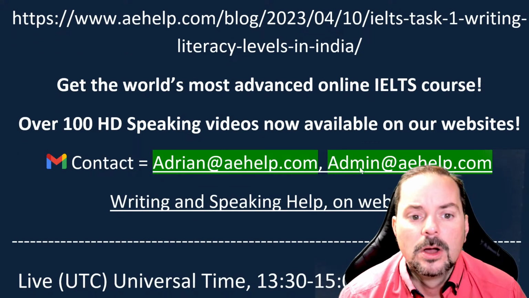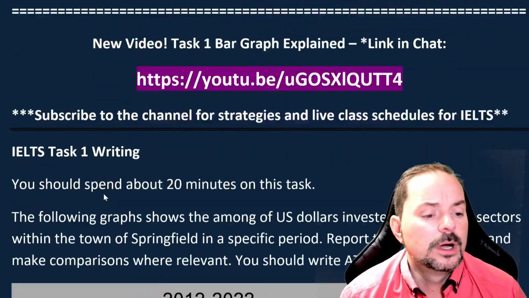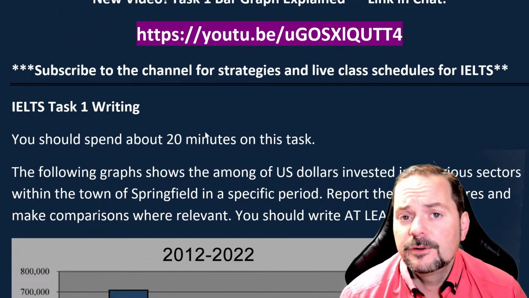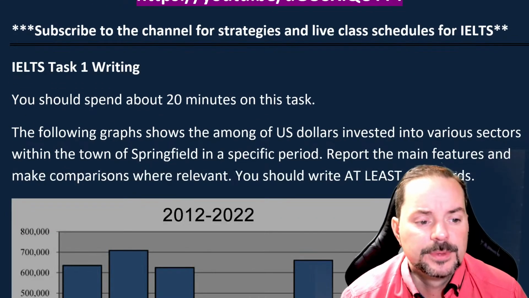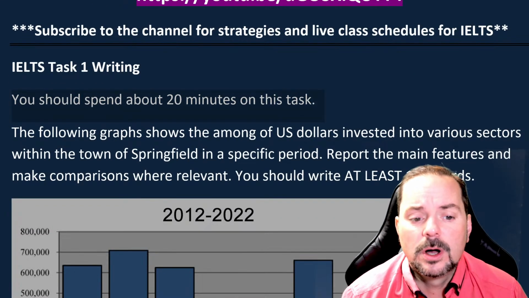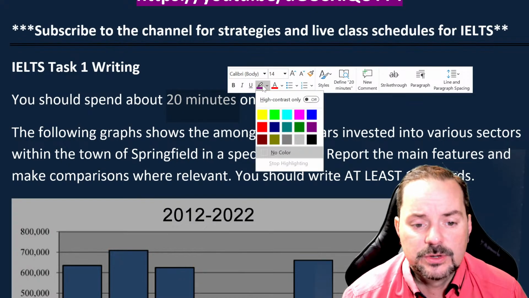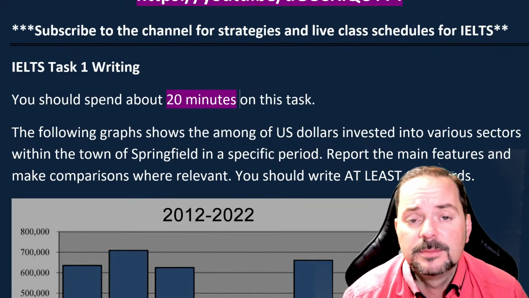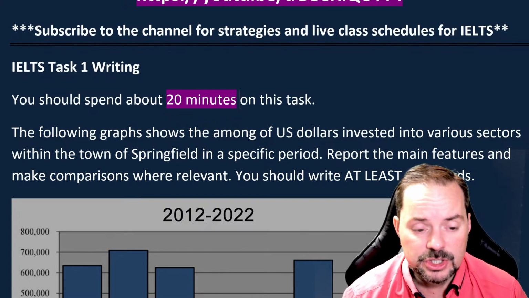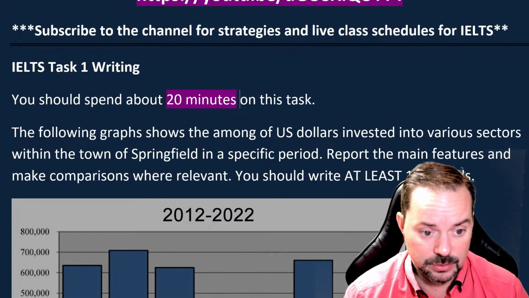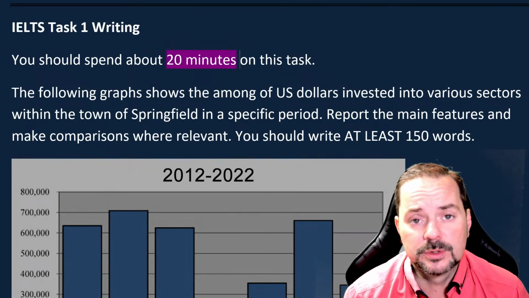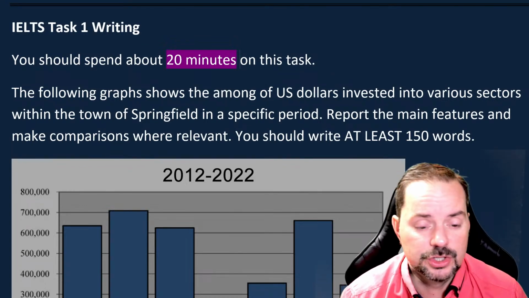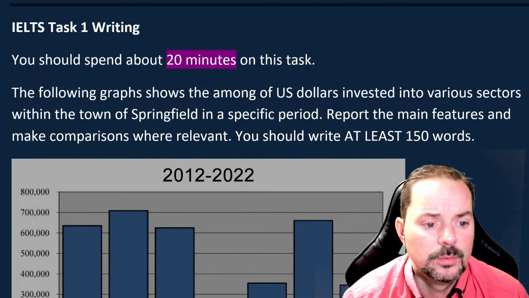All right. So task 1, first step, read the question carefully. You should spend about 20 minutes on the task. Don't spend more than 20 minutes on this task. It's very important that you keep it to 20 minutes. You need to make sure that you're spending 40 minutes on task 2. And they don't tell you. So when you're in the exam, they won't say 20 minutes is up. You have to check the watch, or the clock on the wall.